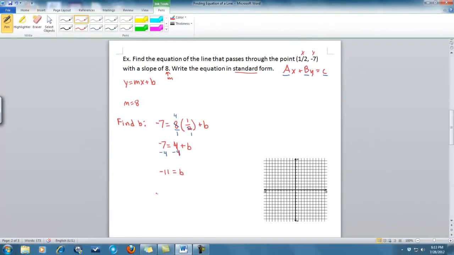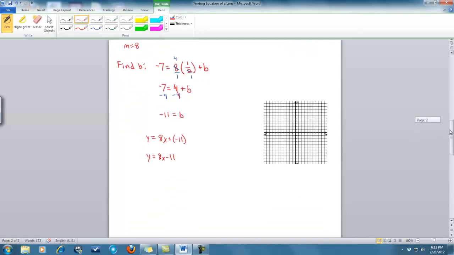Now that we have m and b, we can plug them into our slope-intercept form. Y is equal to m, which is 8, times x, plus b, which is -11. And we can just write this as y = 8x - 11. There's our slope-intercept form. We want to finish by writing this equation in standard form.